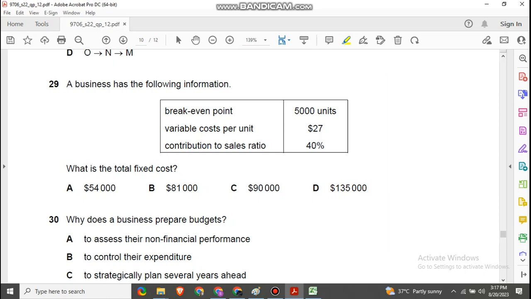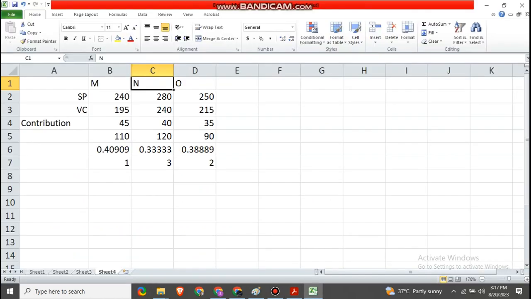Next question, question number 29. A business has the following information: break-even point 5,000 units, variable cost per unit $27, contribution to sales ratio is 40%. What is the total fixed cost? Now, in order to solve this question, we have two different formulas to use here. One is contribution to sales ratio, and another one is break-even point formula.